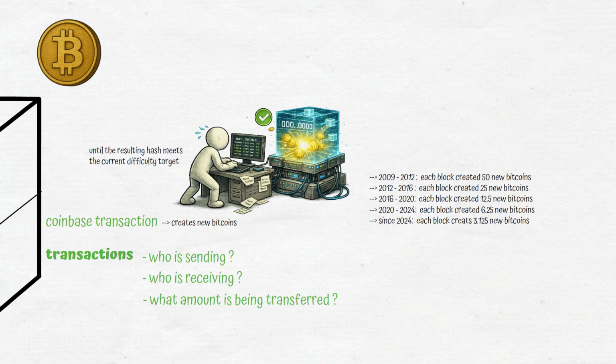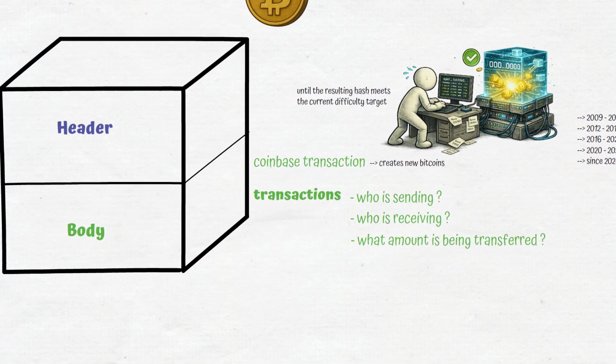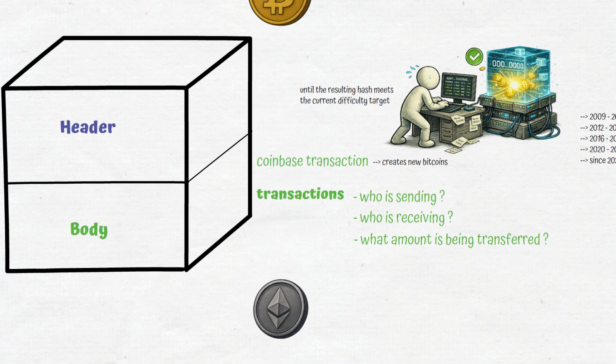Now, it's important to note that other blockchains work differently. Ethereum, for example, does not create new tokens through a Coinbase transaction in the same way Bitcoin does. Its block body is structurally similar, but it includes additional information such as gas usage and smart contract data. We'll explore that more deeply in later episodes.